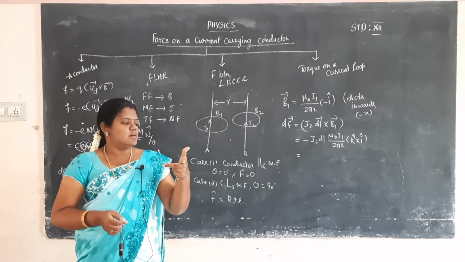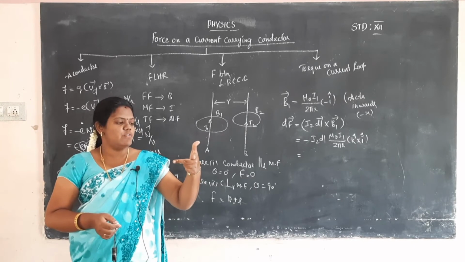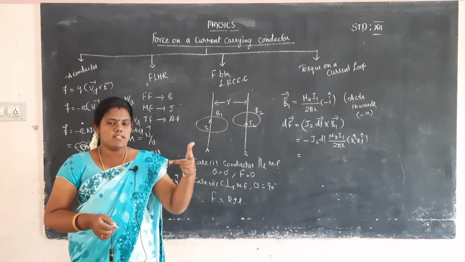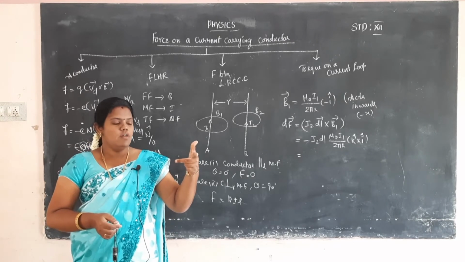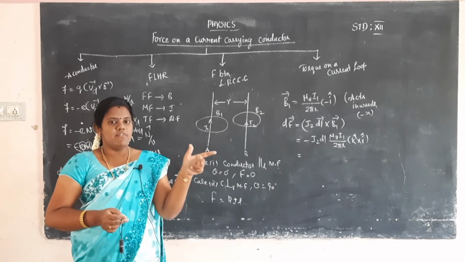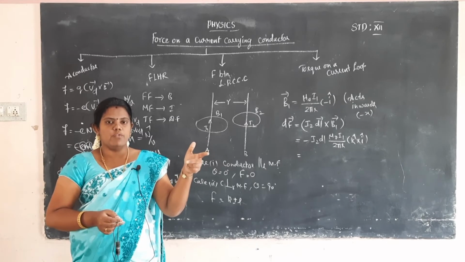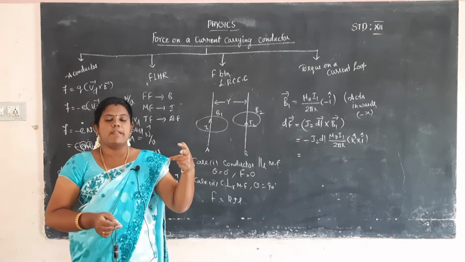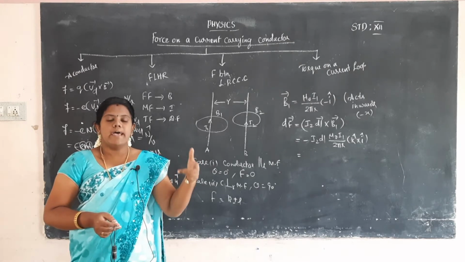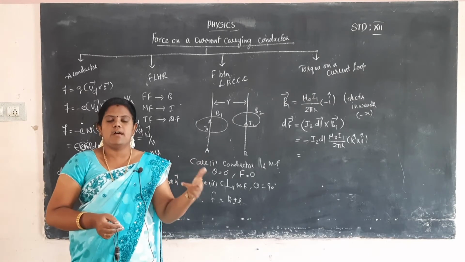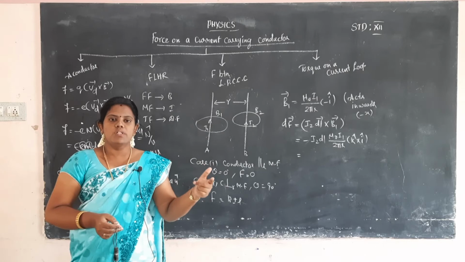Then stretch the three fingers in your left hand. At that time, the forefinger represents the direction of the magnetic field, the middle finger represents the direction of current flowing in the conductor, and the thumb represents the direction of force created on the current carrying conductor.